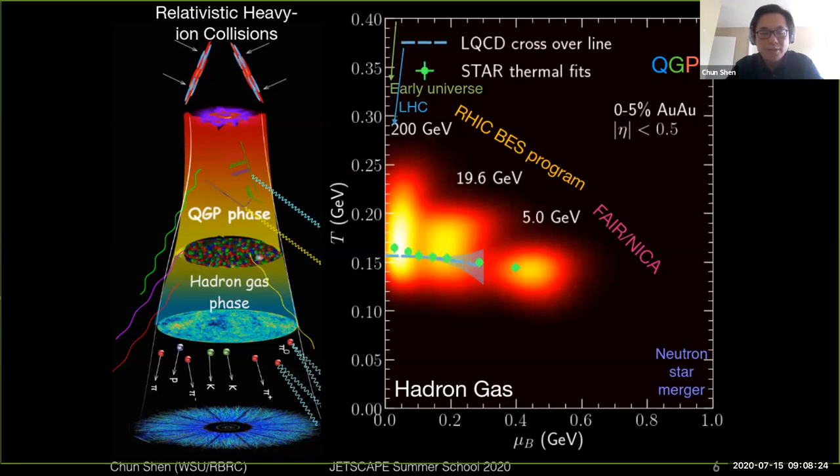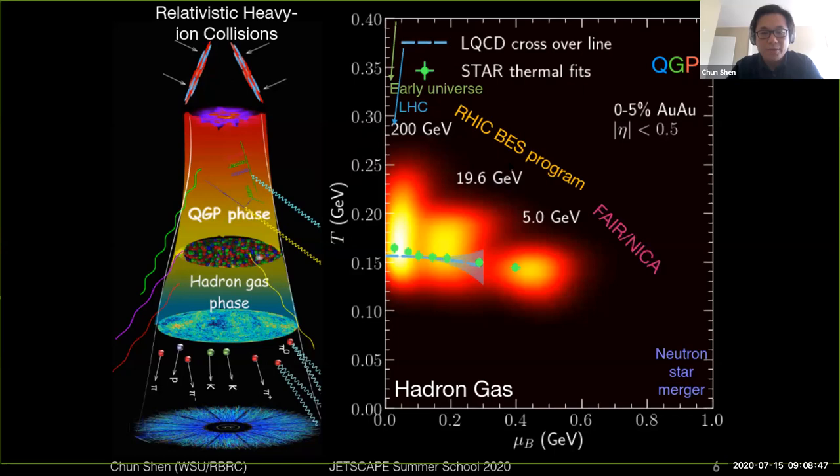At the high energies, or in the early universe, we are very close to the mu_B equals zero phase. We are mostly probing the high temperature part of the phase diagram, above the transition temperature of around 155 MeV. So we would like to understand how the quark-gluon plasma behaves above the chiral phase transition temperature.